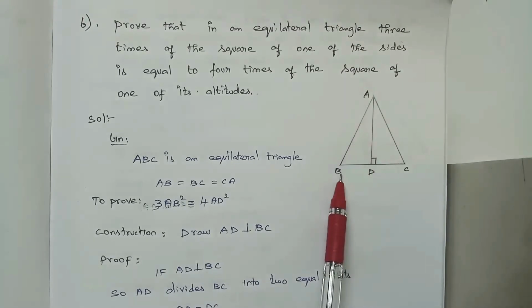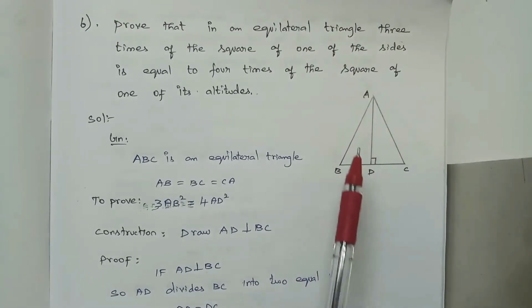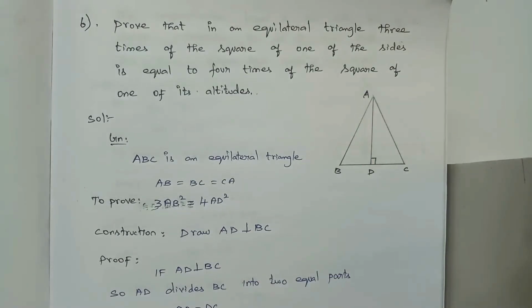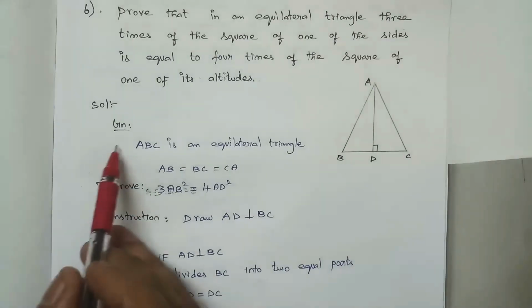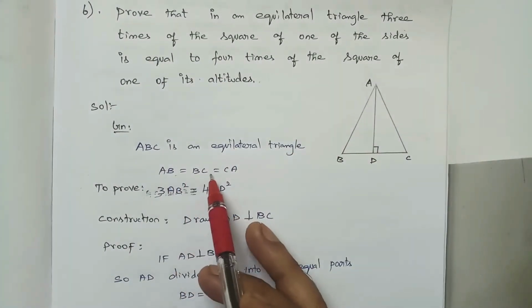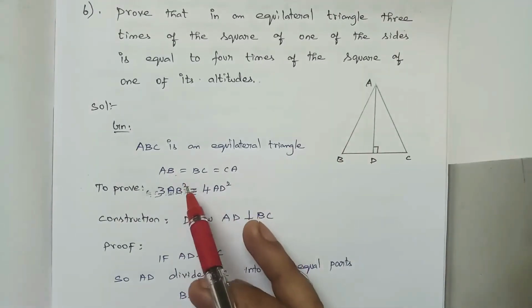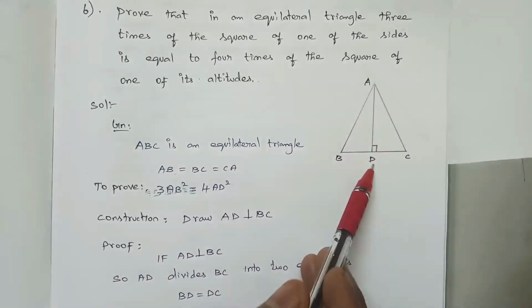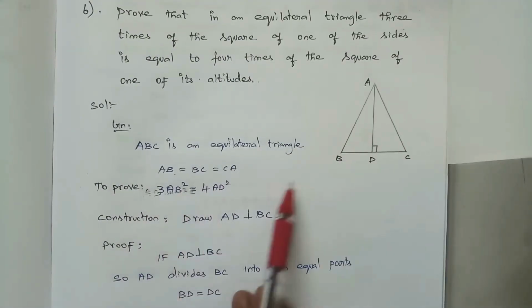We want to prove that, given ABC is an equilateral triangle, that is AB equal to BC is equal to CA, right? Equilateral triangle. And we want to prove that, taking the side AB and altitude AD, 3AB square is equal to 4AD square.